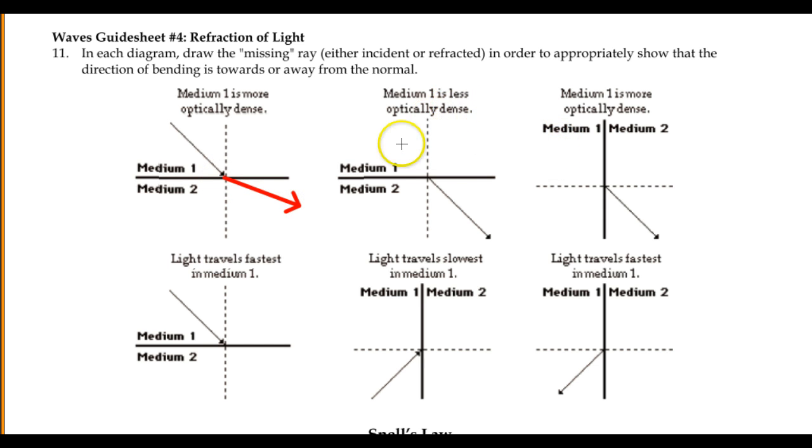Less optically dense is faster to slower, so this bend had to be down toward the normal, so that means this first one had to have a steeper angle, something along that line. Now the actual amount, we'll see that next in Snell's law. Medium one again is more optically dense, so it's slower, so this must have bent away, so this angle must be less steep than the first one. And again, these angles are always measured from the normal, not from the boundary.